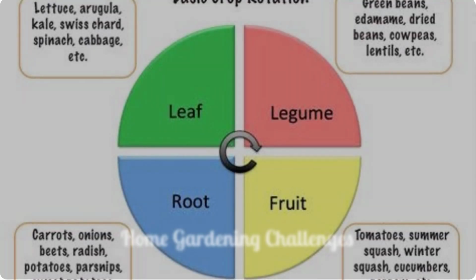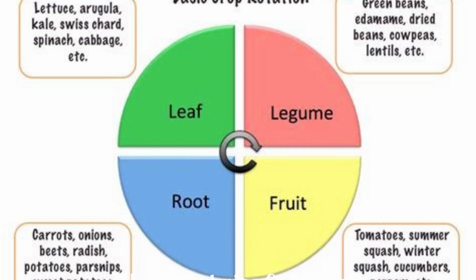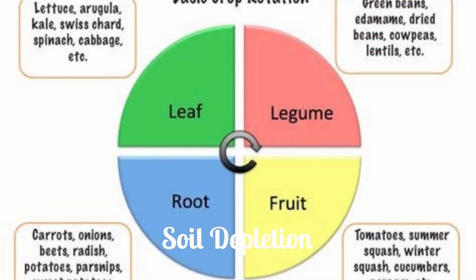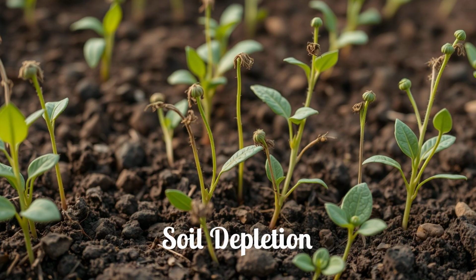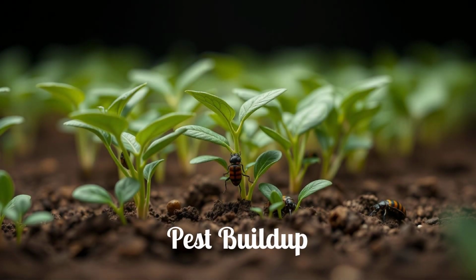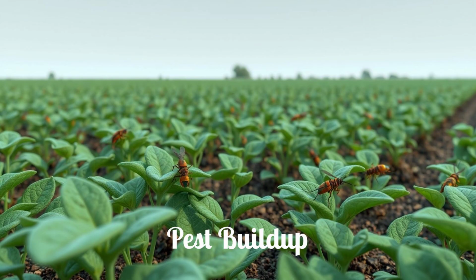Common challenges in home gardening. Many gardeners face issues such as soil depletion. Repeatedly planting the same crop in the same spot can exhaust the soil of specific nutrients, leading to poor plant growth. Pest buildup. Pests that favor certain crops can become established in the soil, causing recurring infestations.